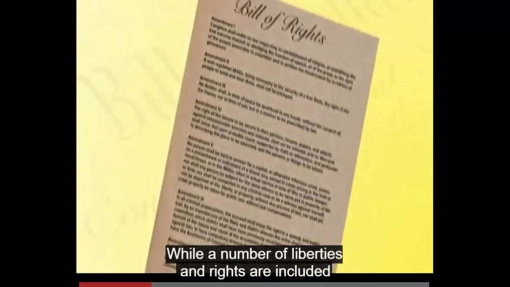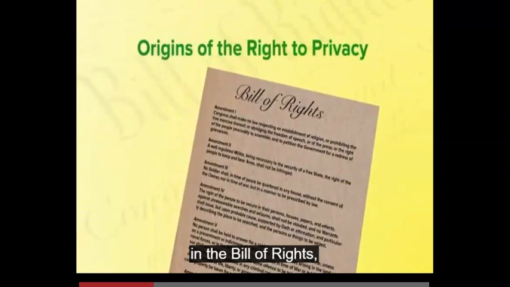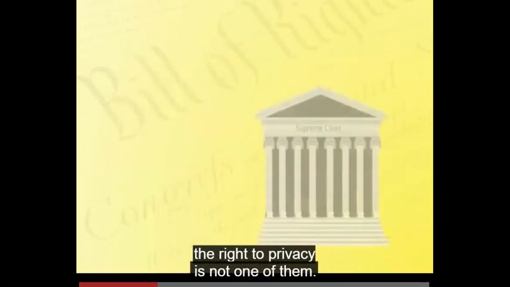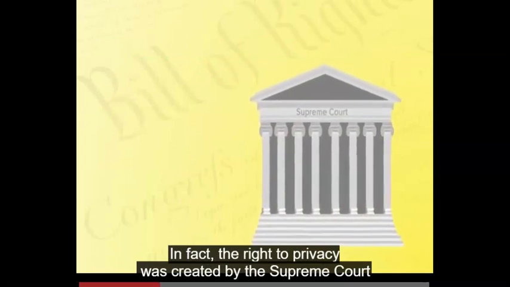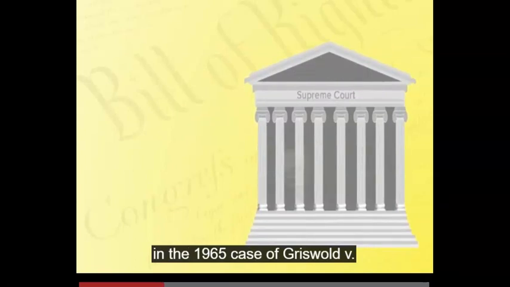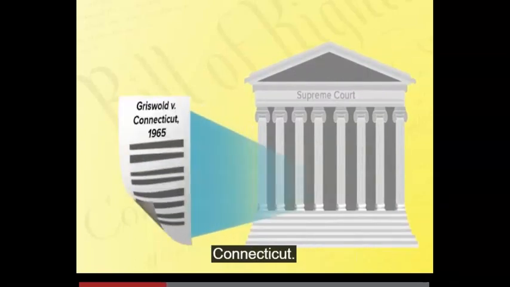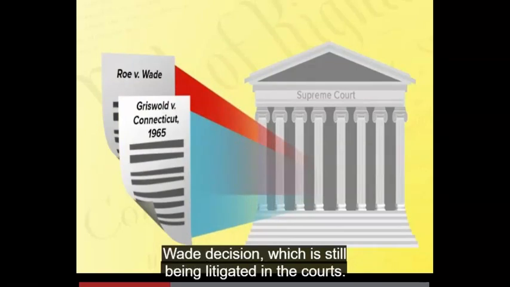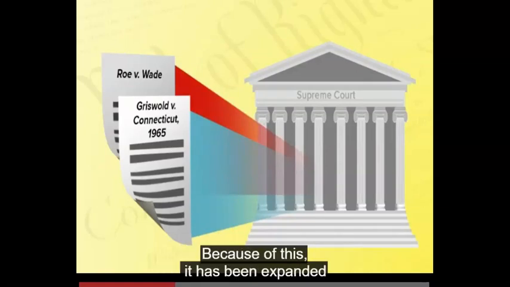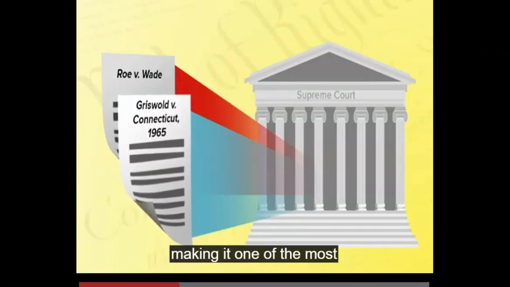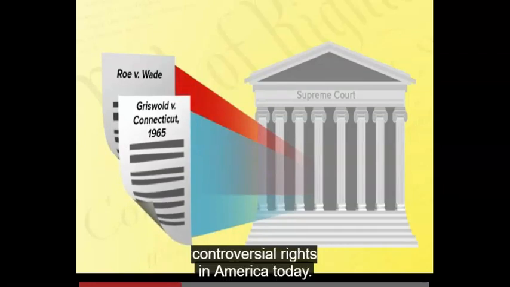While a number of liberties and rights are included in the Bill of Rights, the right to privacy is not one of them. In fact, the right to privacy was created by the Supreme Court in the 1965 case of Griswold versus Connecticut. The precedent was later applied in the Roe v. Wade decision, which is still being litigated in the courts. Because of this, it has been expanded and contracted by the court over time, making it one of the most controversial rights in America today.